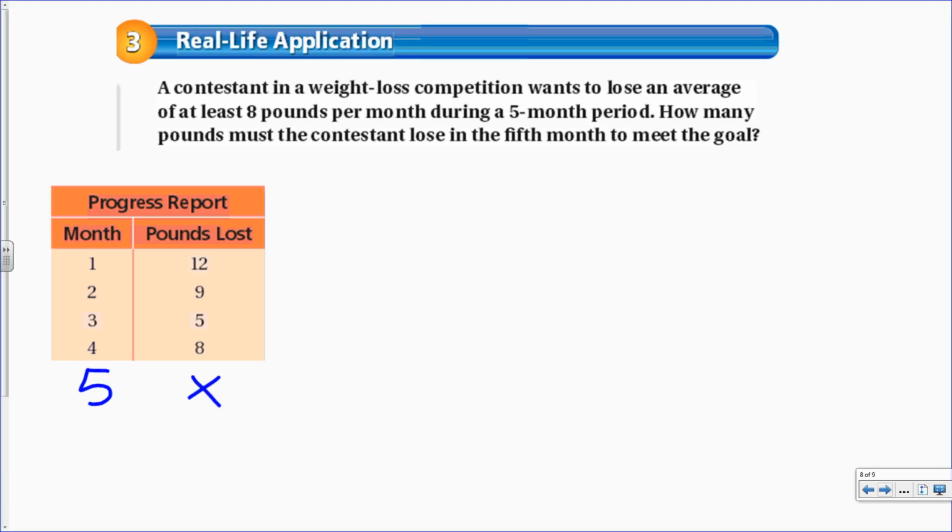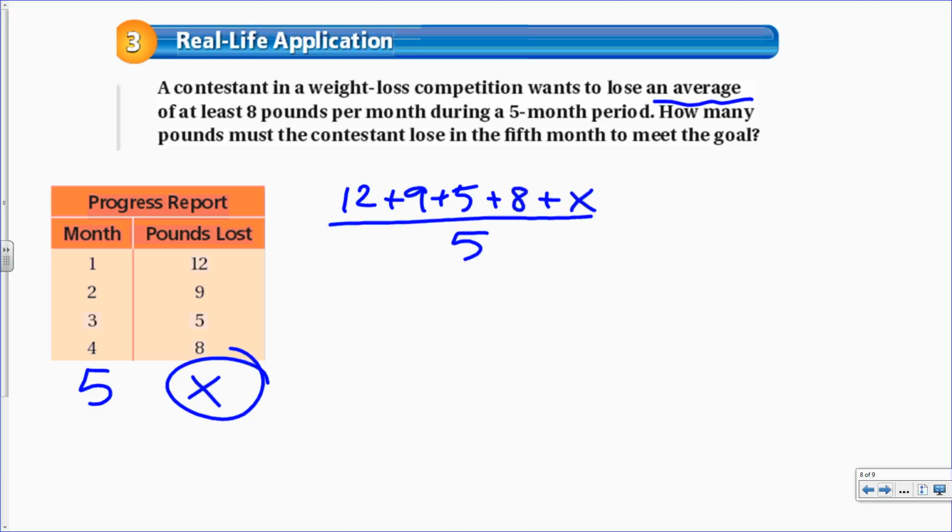It says we're going to add them all up. So I know that 12 plus 9 plus 5 plus 8 plus whatever I get this last month, the average of all of those. Now average means that you add them all up and divide by how many, and there were 5 of them. But that average needs to be at least 8 pounds. At least means it could be more than 8, but it can't be less. So I'd use a greater than sign.